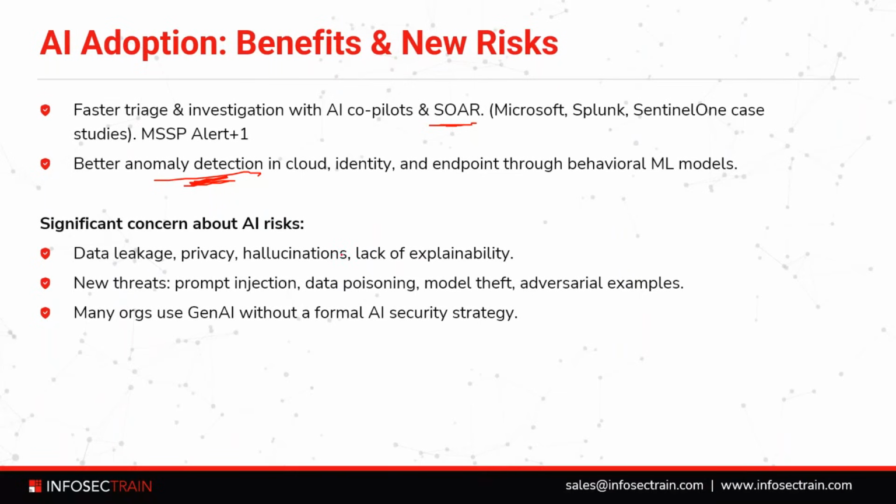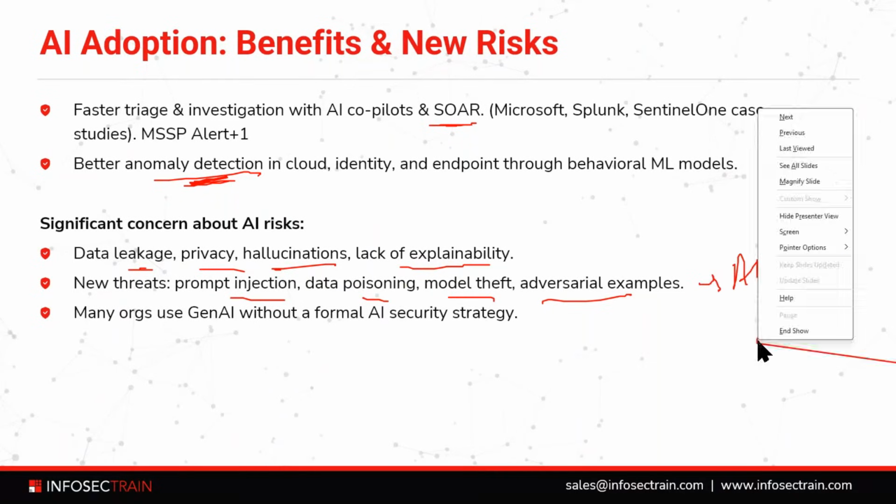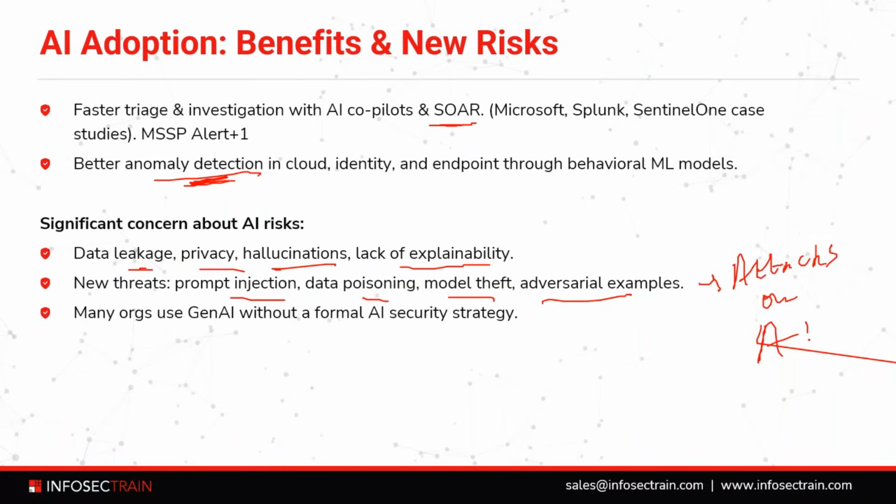Okay, so we will see later on what data leakage, privacy, hallucinations, and explainability actually mean, right? Prompt injection, data poisoning, model theft, adversarial examples, these are all attacks on AI, how you can attack the AI system. And these are all the concerns that we have.